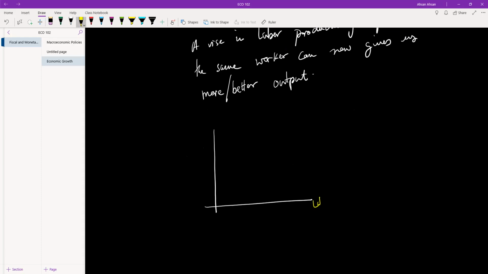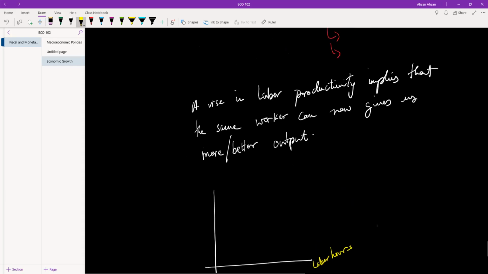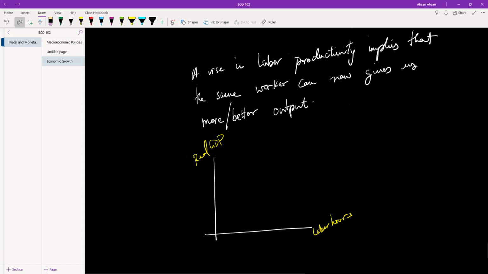So we have labor hours here. We have, what do we have? Real GDP here. So if we draw the production function here, okay. So here's what a rise in labor productivity means. Initially, if we are hiring this many workers, this is how much our potential GDP is.